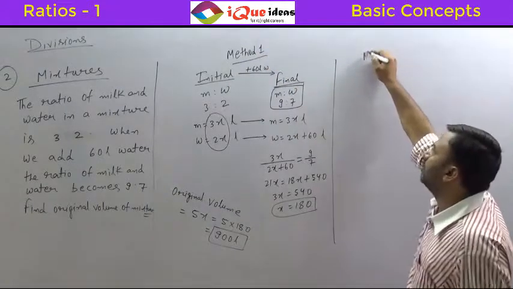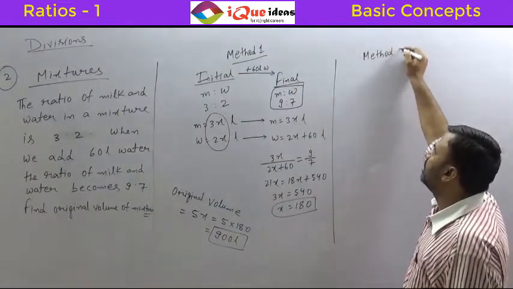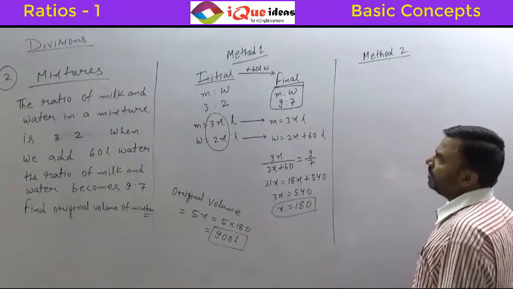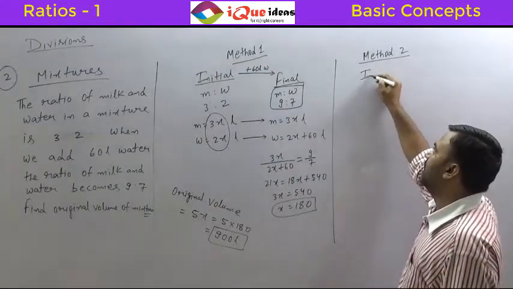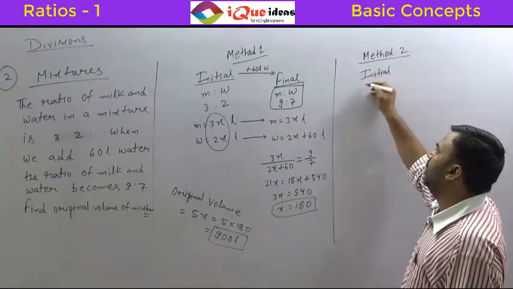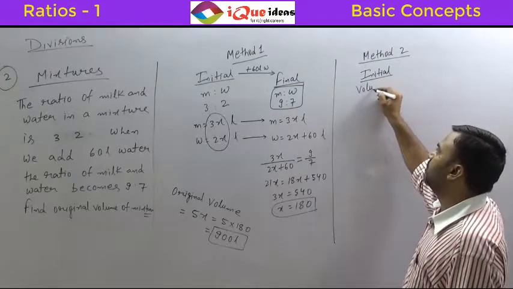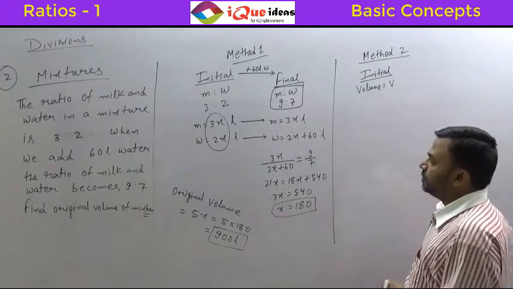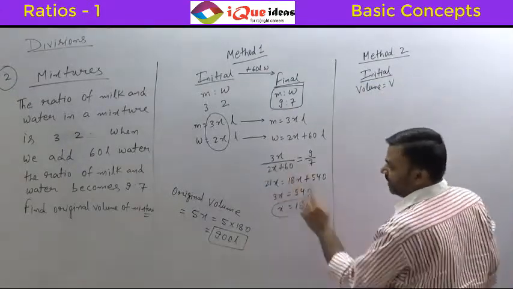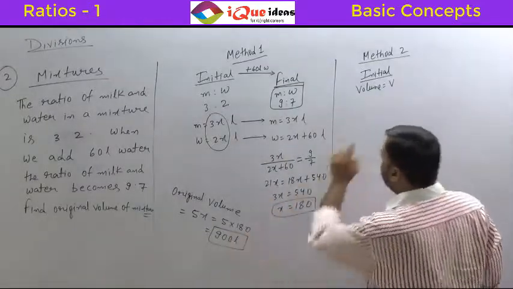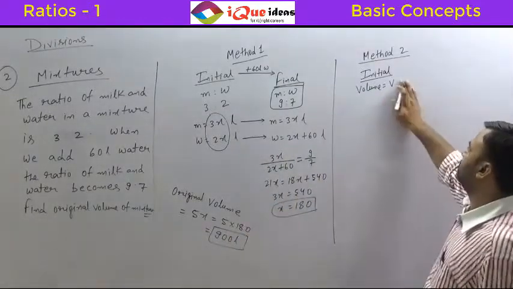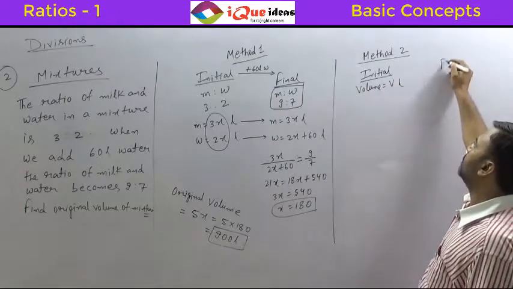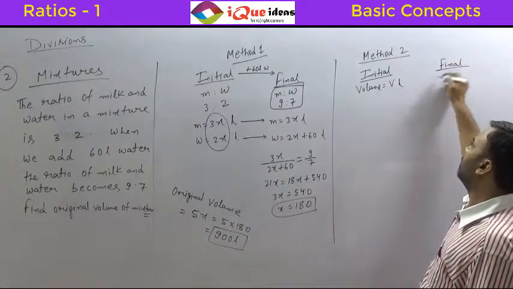Now we are doing method 2. Look at this very carefully. Here also we assume a variable. Let's say the initial volume is V. So here it was a two-step process. First we calculated X, then we calculated volume. Here we are assuming the volume to be V liter. So what will be the final volume?